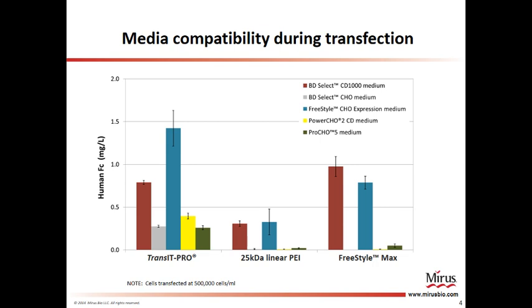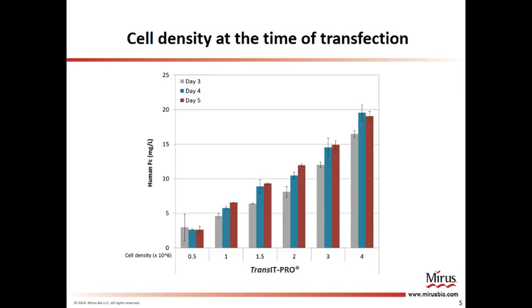The next thing that I want to talk about today is the cell density at the time of transfection. So we found this to be a critical parameter for improving yield, specifically with our TransIT-Pro Transfection reagent. So in this experiment, we once again took CHO cells, spun them down and resuspended those cells at varying densities from 500,000 all the way up to 4 million. And then we added the same complex to those cells to minimize variability, and looked at antibody secretion from the clarified supernatants at day 3, 4, or 5 post-transfection, noted by the different colored bars on the graph.